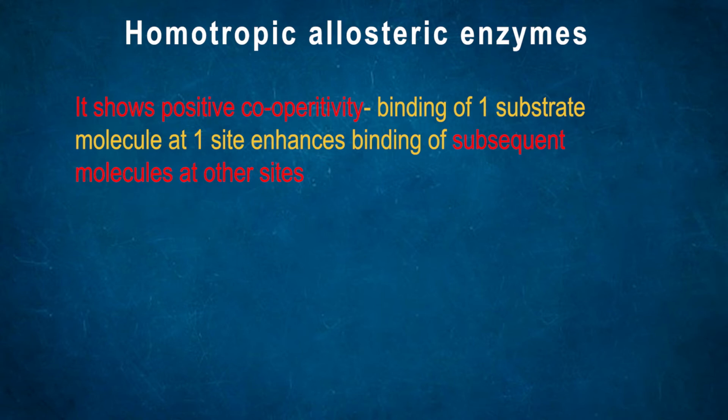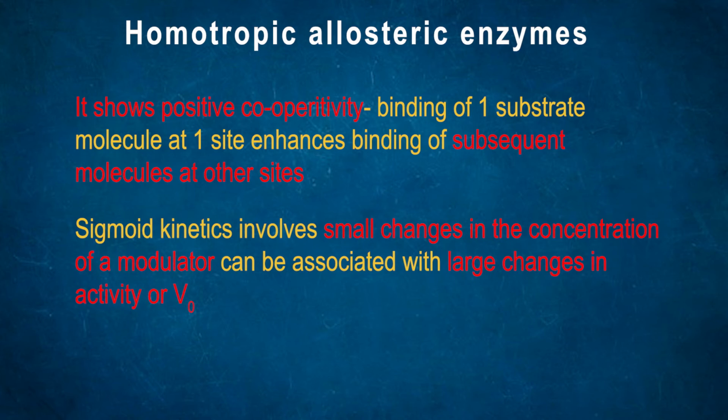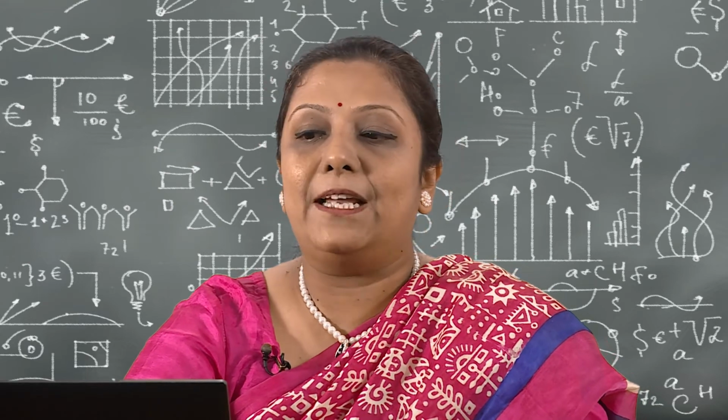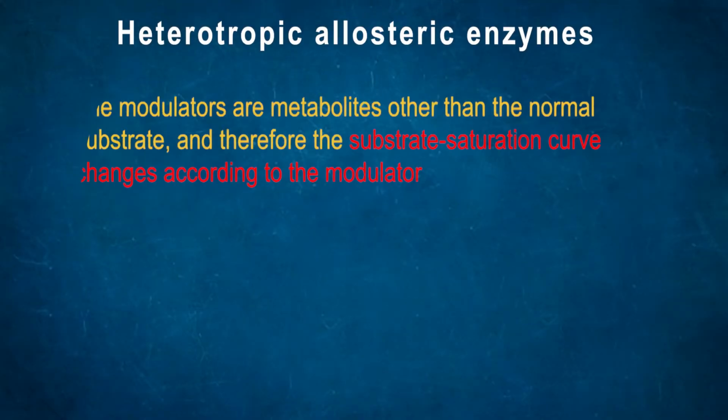Sigmoid kinetics means small changes in the concentration of a modulator can be associated with large changes in the activity or V0 values. In heterotropic allosteric enzymes, the modulators are metabolites other than the normal substrate or the direct product, and therefore the substrate saturation curve changes according to the modulator.